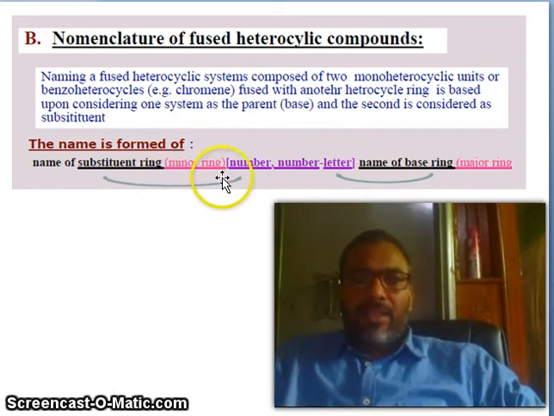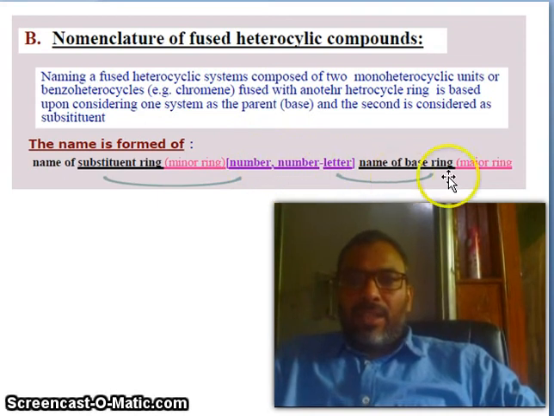Minor ring, in the bracket number and letter, 2 numbers, 1 letter, and the name of the base ring, then major ring. So here is the minor ring, here is the major ring, in between number and letter. Just remember this.